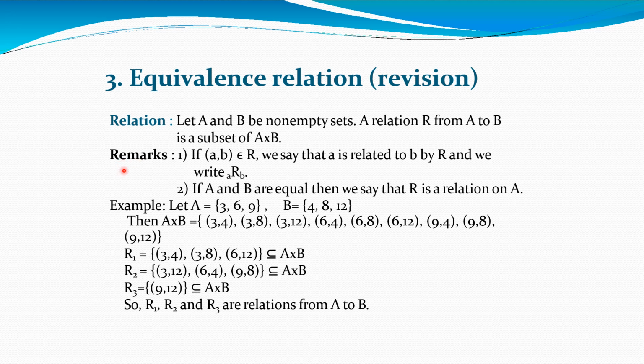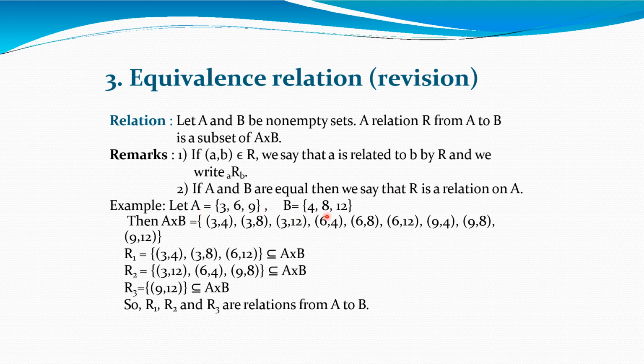Now see the remarks. If the ordered pair (a, b) is present in R, then we say that a is related to b by R and we write this as a R b. That means a is related to b. Now if A and B are equal, then we say that R is a relation on A, instead of saying R is a relation from A to A.